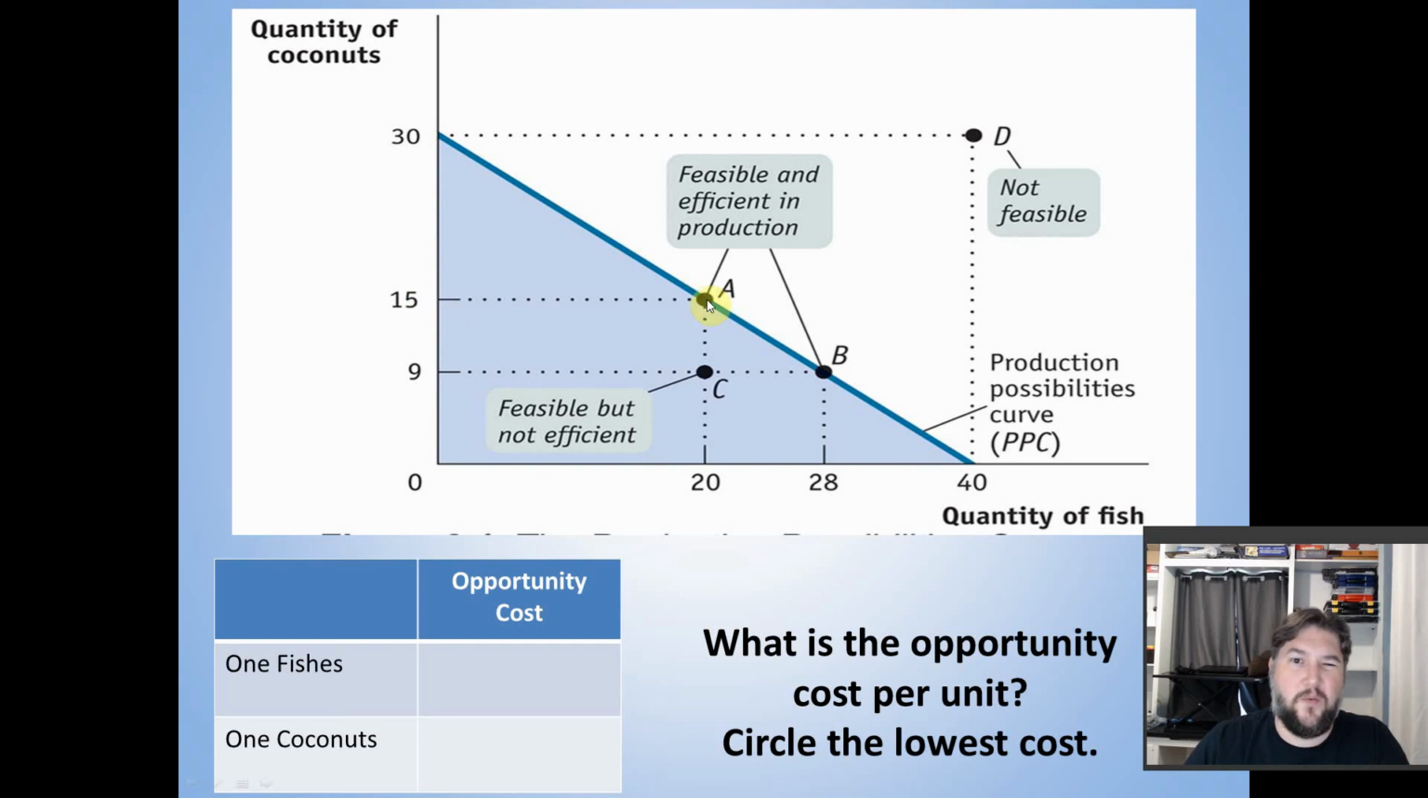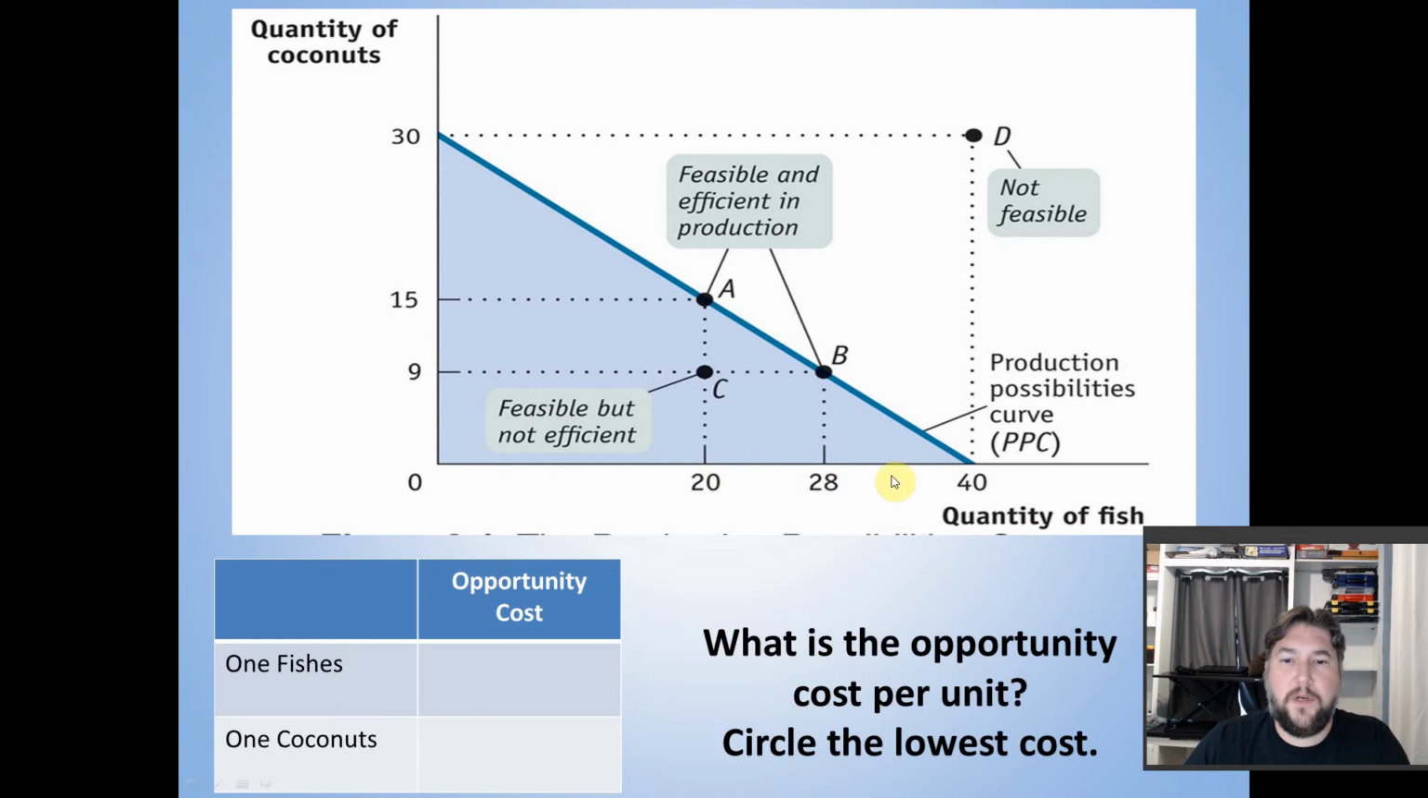Well, let's say I decide to wake up the next day. I'm like, you know what? This is too many coconuts. I'm going to go for fishing more. Well, to go from point A to point B, which are both productively efficient, what am I going to do? I'm going to give up the ability to get 6 coconuts. 6 coconuts will be lost by me moving from here to here. I'm going from 15 to 9. But what am I gaining? At the cost of those 6 coconuts, I am going to gain 8 fish.